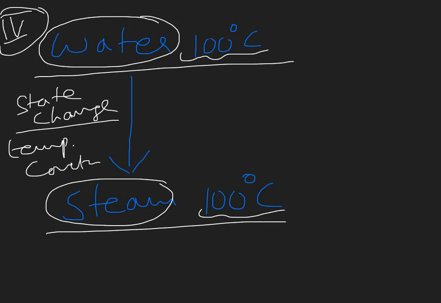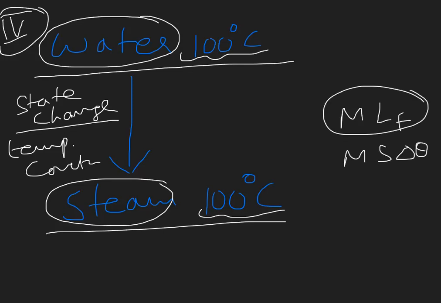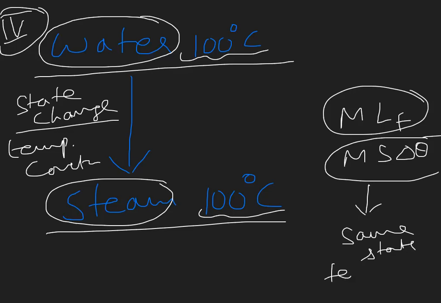We have only two formulas for heat energy: either MLF or MS delta theta. When will we use MLF? When there is a change of state at constant temperature. When will you use MS delta theta? When there is a change of temperature in the same state. If you want, I can write it: same state, temperature change.